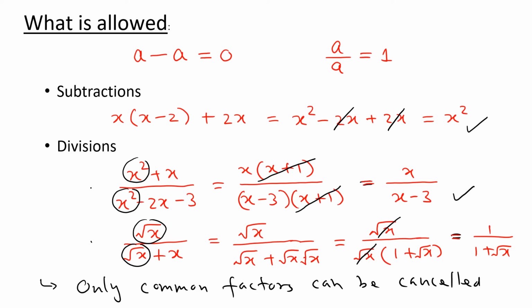So this is the most common mistake students sometimes make. They just cancel the same term from the numerator and the denominator, which is not true. You cannot cancel just a term. You can cancel only the common factors. Only the common factors. Okay, let's look at the next one.